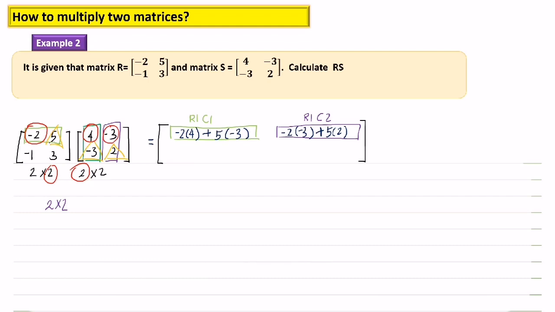After we settle the first row, first column and second column, now we go to the second row. Second row also we start with the first number, negative 1 times 4. So this is second row, first column.